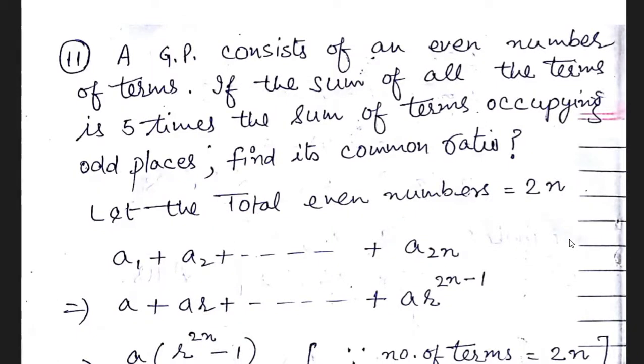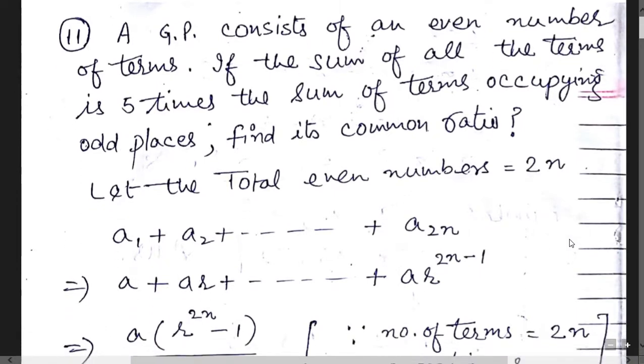Hello students, let us start from question number 11. I have completed up to question number 10 of the miscellaneous exercise of chapter 9, that is sequence and series. The GP consists of an even number of terms. It means the count is even, not the even terms. Basically the total count is even.